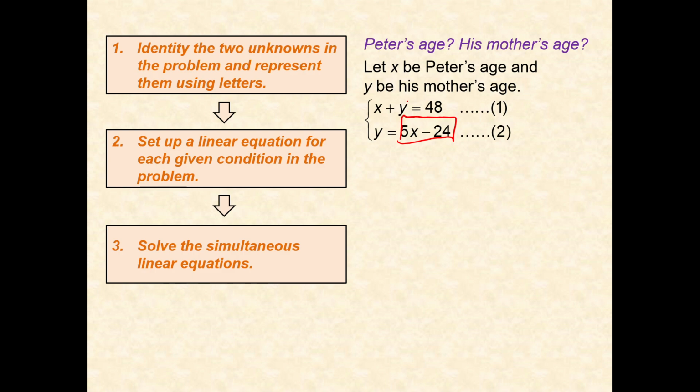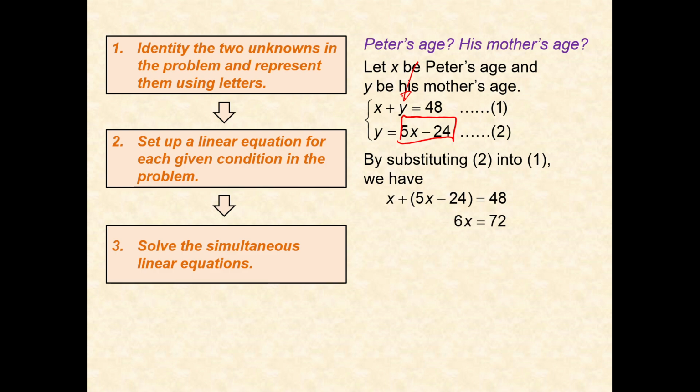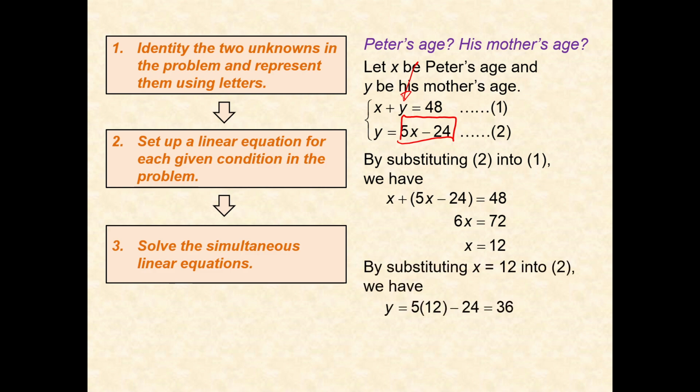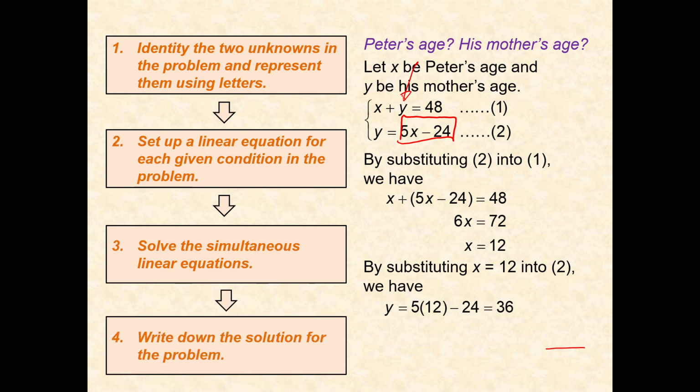So we can substitute the y into here. After the substitution, we can find the value of x equals 12. And we can do our second substitution so that we can find out y equals 36. And then lastly, for step 4, we can write down the solution for the problem because we are asking for the ages. So now Peter is 12 years old and his mother is 36 years old, and it completes our whole question.